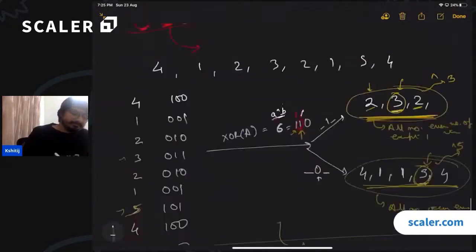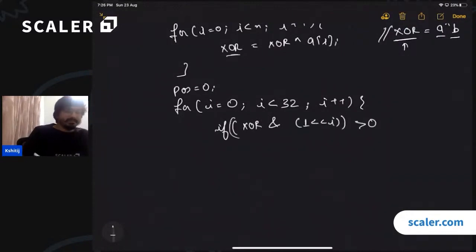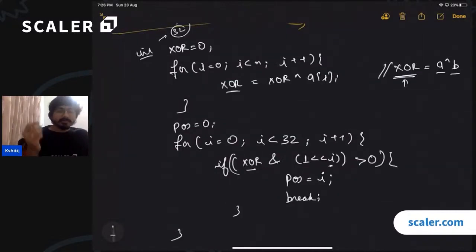So here we can say, if XOR and one left shifted by I is greater than 0, this means that this number XOR has a set bit at the ith position, right? So we can just set the value of position to I, and we don't require any other set bit now. This is enough, so we can break. We just require whichever is the first set bit. Now what all do we have? We have the XOR, and we also have a set bit in XOR. We have the position of one of the set bits.